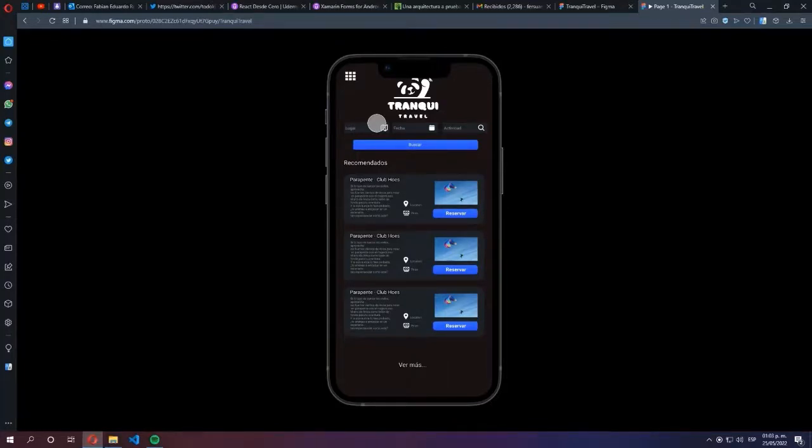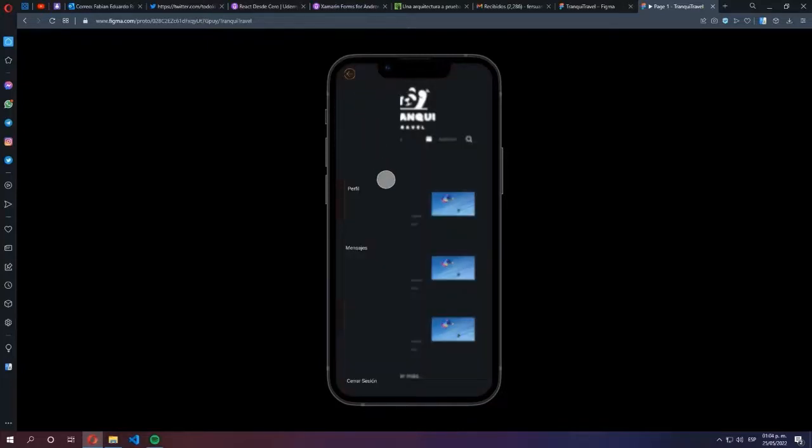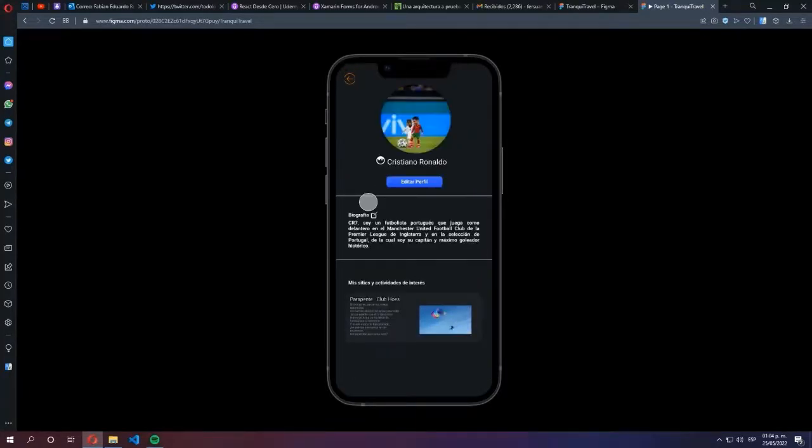There we find the side menu button and the area of activities and recommended places with a filter bar for a respective search. We will start talking about the side menu. We will find the profile, chat, and logout options. In the profile section, we find the profile image, a short biography of the user that can be edited, and on the lower part, their sites or activities of interest or already viewed.